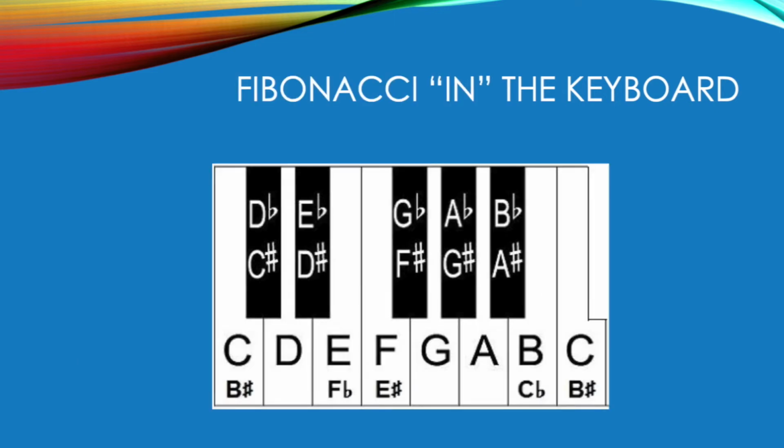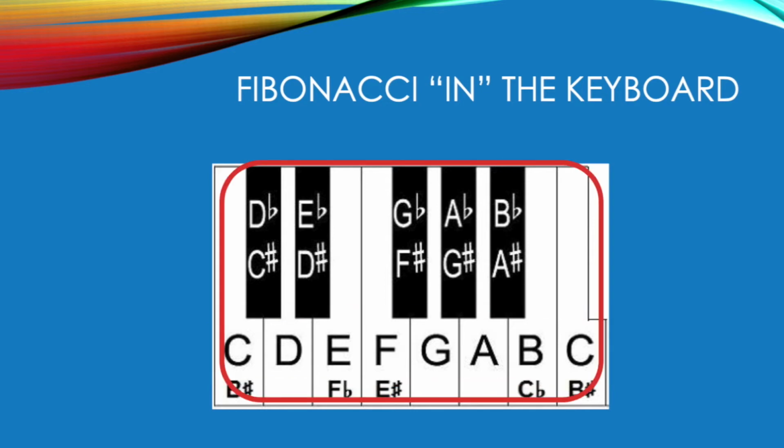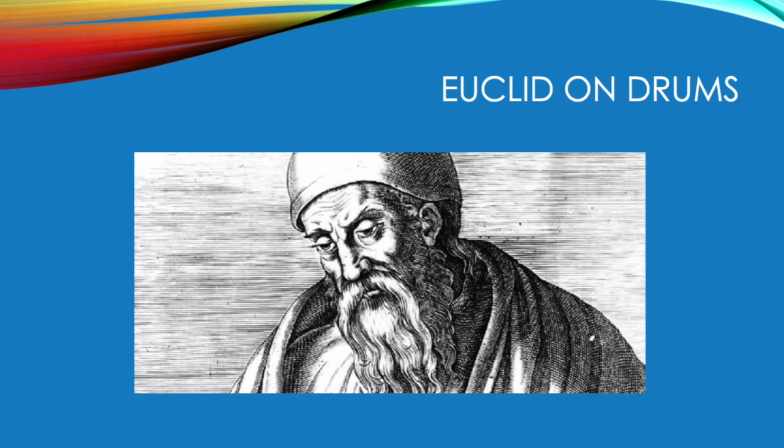I don't know what you see when you look at that, but I'm going to tell you what I see. I see 2 black keys, and I see 3 black keys making up the 5 accidentals within the 8 notes of the major scale, and when we put them all together, we get the 13 tones in the chromatic scale, or 2, 3, 5, 8, 13. Not only is Fibonacci on keyboards, Fibonacci is in the keyboard.